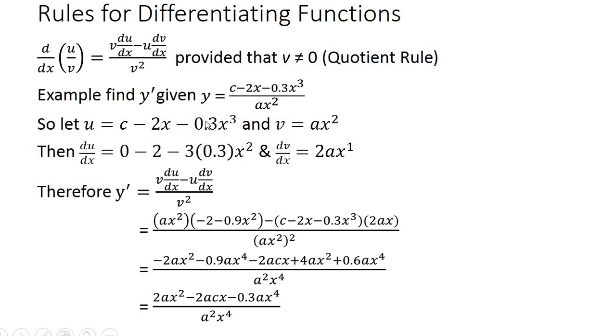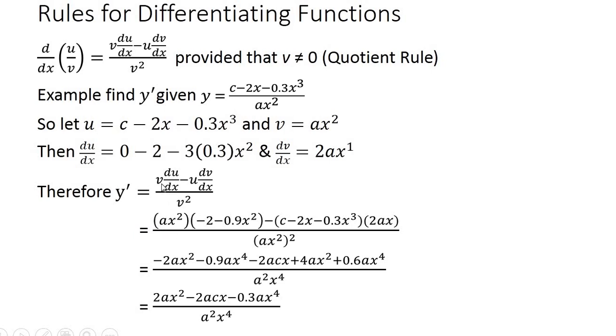If you differentiate 0.3x cubed, the 3 will drop and multiply, and then 3 minus 1 is 2. And then for this one, the 2 will drop and multiply 2a, and then 2 minus 1 will give you a 1. And then from there we can apply substitution.